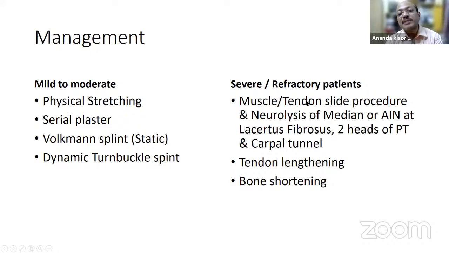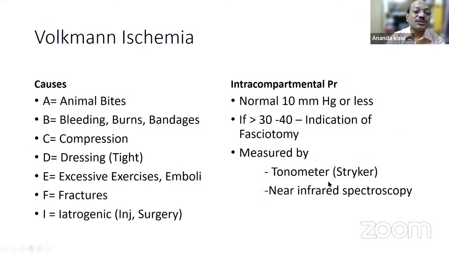This is a muscle or tendon slide procedure with neurolysis of the median and/or the anterior interosseous nerve at three sites: lacertus fibrosus, two heads of the pronator teres, and the carpal tunnel. So there's a long incision to be given from above down to give sequential release one by one like that. Another option is tendon lengthening, and another is bone shortening. So these are the management.